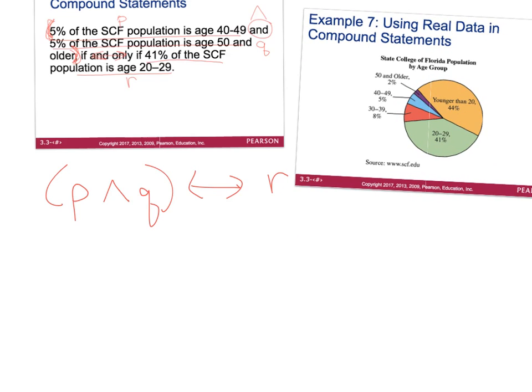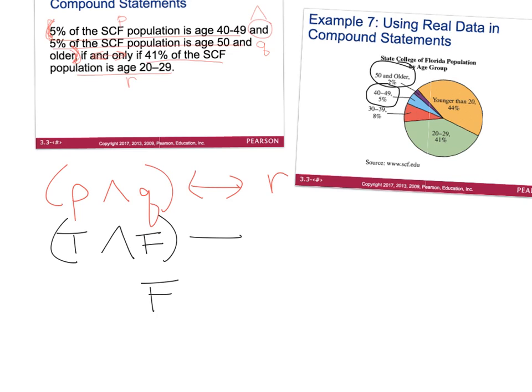Okay, so statement P is that 5% of the population is 40 to 49. So if you look at the data, that is true. Statement Q is that 5% of the population is 50 and older. That is false. We only have 2% there. So remember, when you're doing a conjunction, they have to both be true. So if P is true and Q is false, then the conjunction is going to be false.